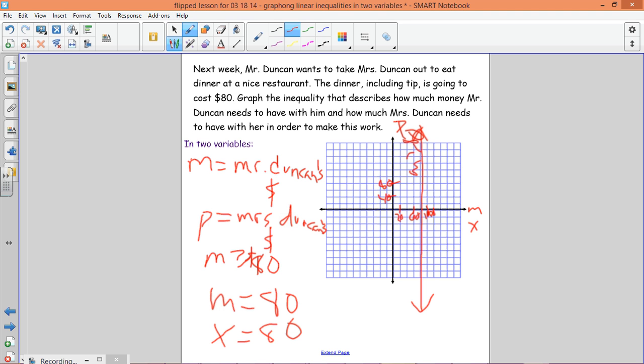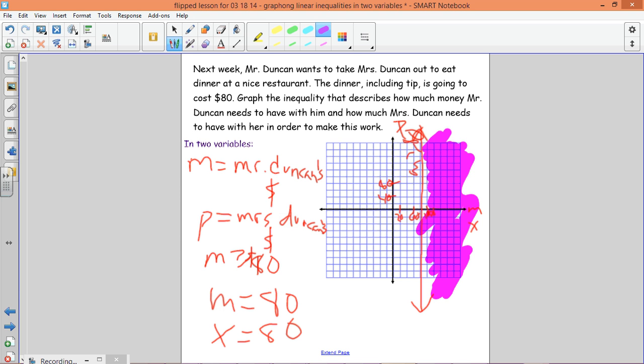This will make perfect sense by the end of the day. It might make no sense right now. What I'm going to do is shade everything on this side of the line and nothing on the other side of the line, because this is all of the points where m is greater than or equal to 80. This line and everything on the right. We'll talk more about it in a minute. I'm just introducing the topic now: sometimes it doesn't matter exactly what you have, it just matters that you have that much or more, or simply sometimes just more than that.